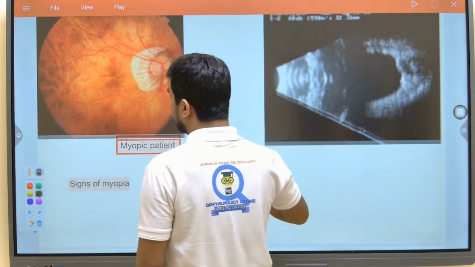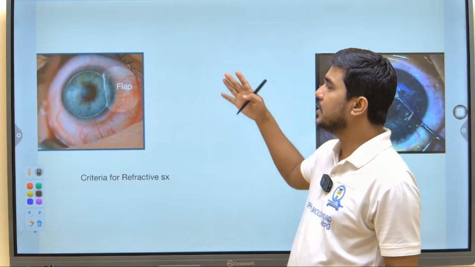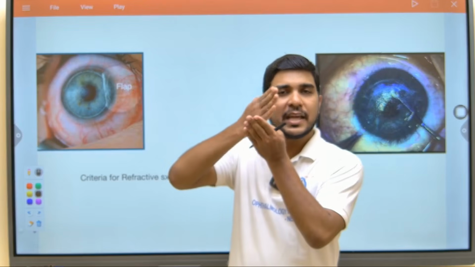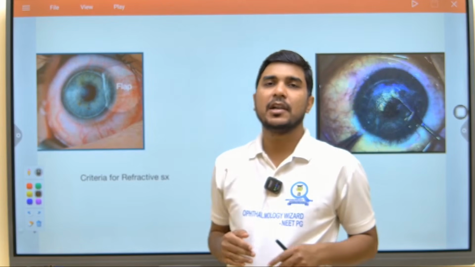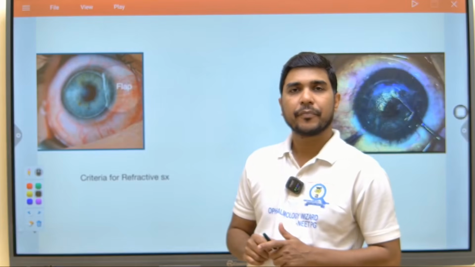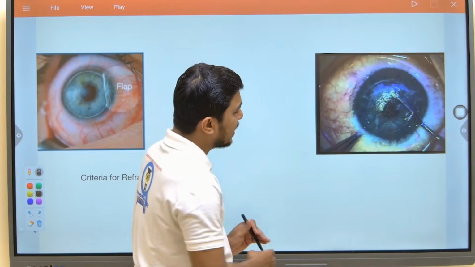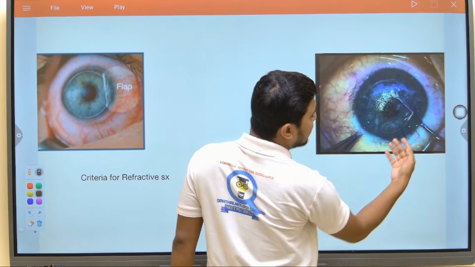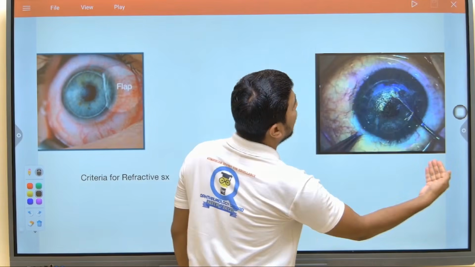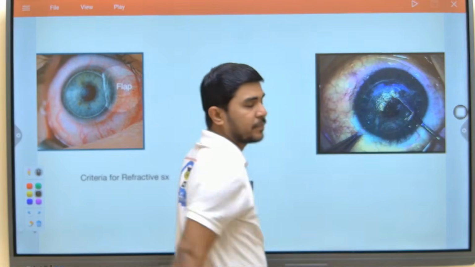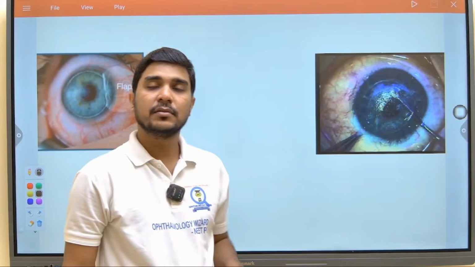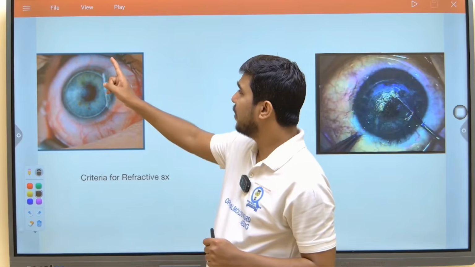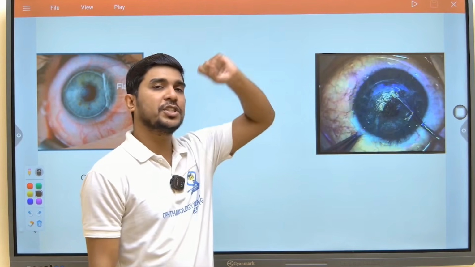Coming to this, what is this? Can you see? There is a flap. कॉर्निया में कुछ कट करके फ्लैप हैव बीन लिफ्टेड अप, फ्लैप को लिफ्ट किया गया और यहाँ पे some spatula type of instrument is inside the corneal layers. Inside they have made a pocket in the cornea and something is being done like this. These both are refractive surgical procedures.